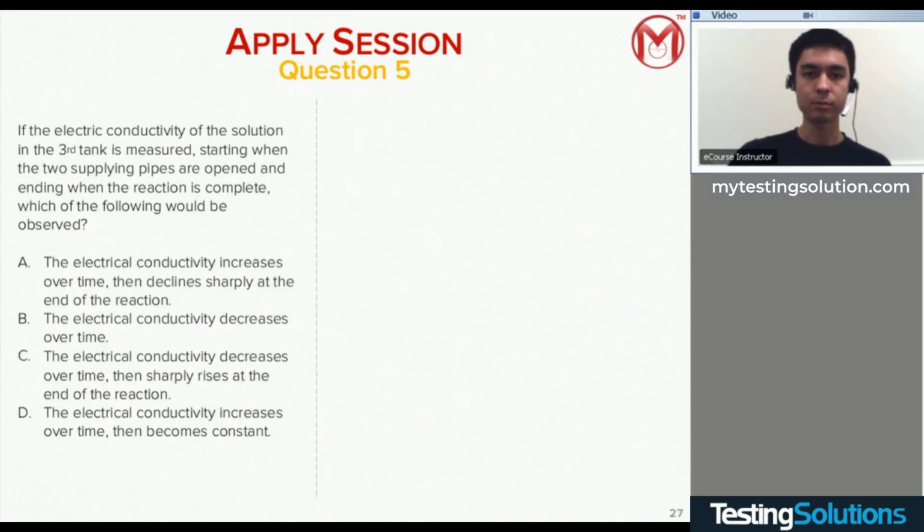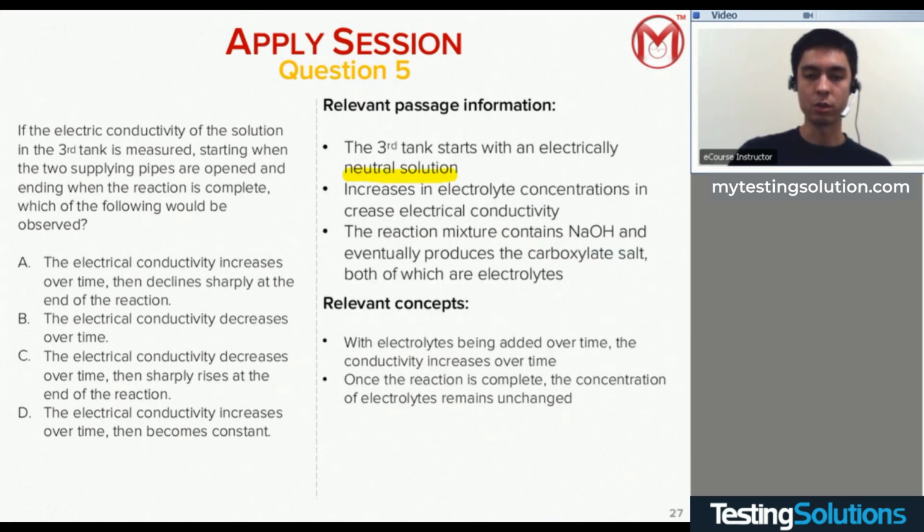All right? Try question number 5. All right, so we're being asked about the electrical conductivity of the third tank, starting with those 2 supply pipes when they're opened, and then when the reaction is complete. So what should we see? Well, the third tank starts with an electrically neutral solution, that's what we're told. And basically the electrolyte concentrations increase the electrical conductivity. We are adding electrolytes to this, right? NaOH, and we add the carboxylate salts. Both of these are electrolytes.